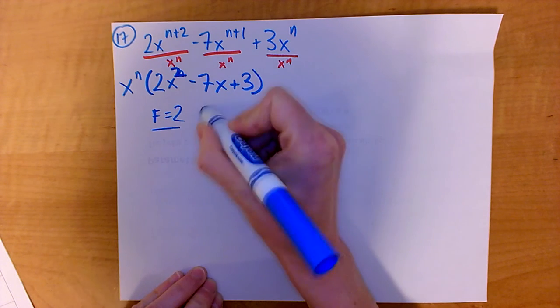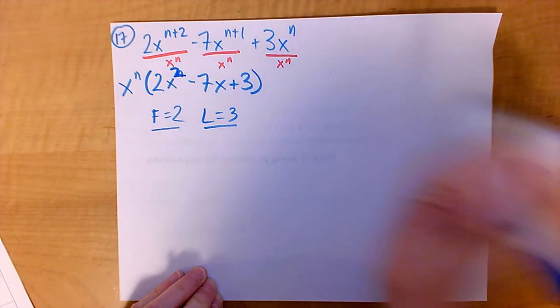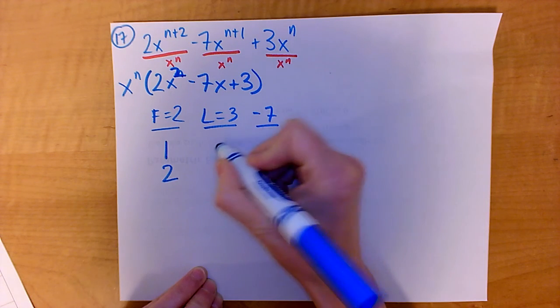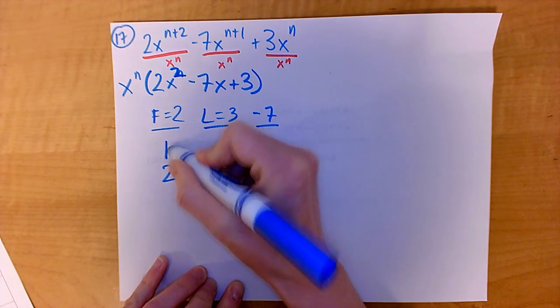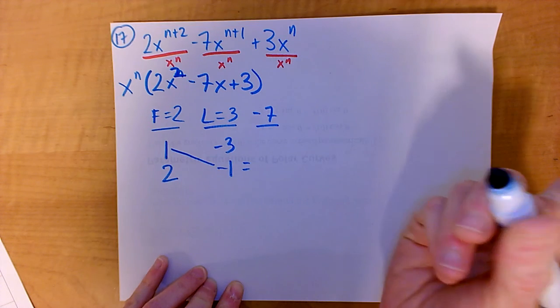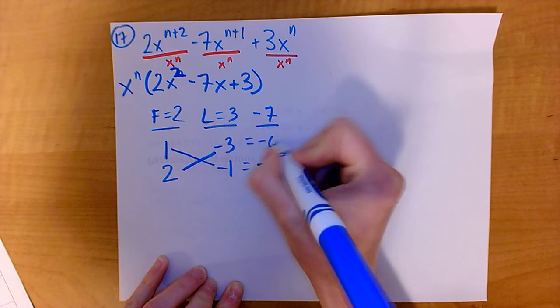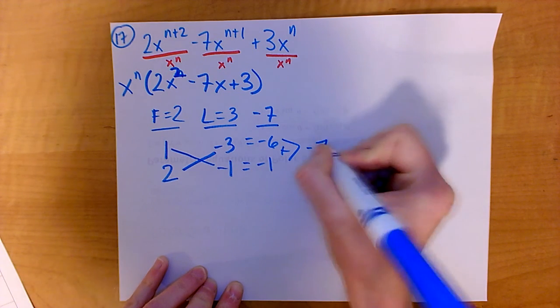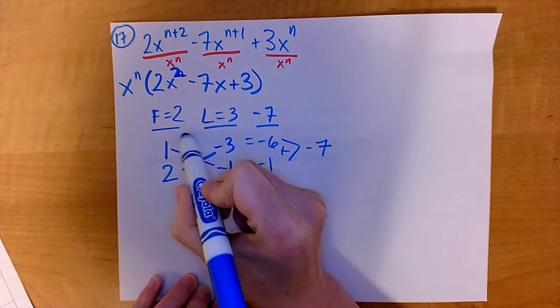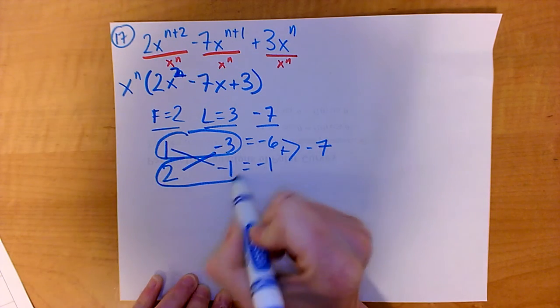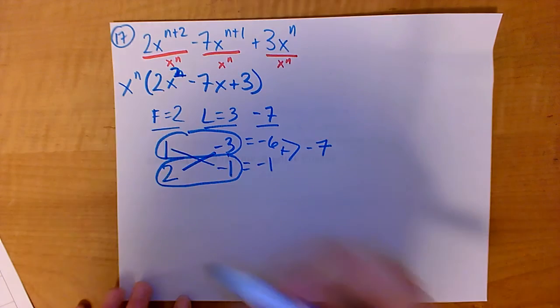Now this might be something that we could factor with first and last. So first is 2, last is 3, and in the middle we have negative 7. So let's try 1 and 2, and negative 3 and negative 1. So we cross multiply. 1 times negative 1 is negative 1. 2 times negative 3 is negative 6. If we add that up, we get negative 7. So 1 and negative 3 are a pair, and 2 and negative 1 are a pair.